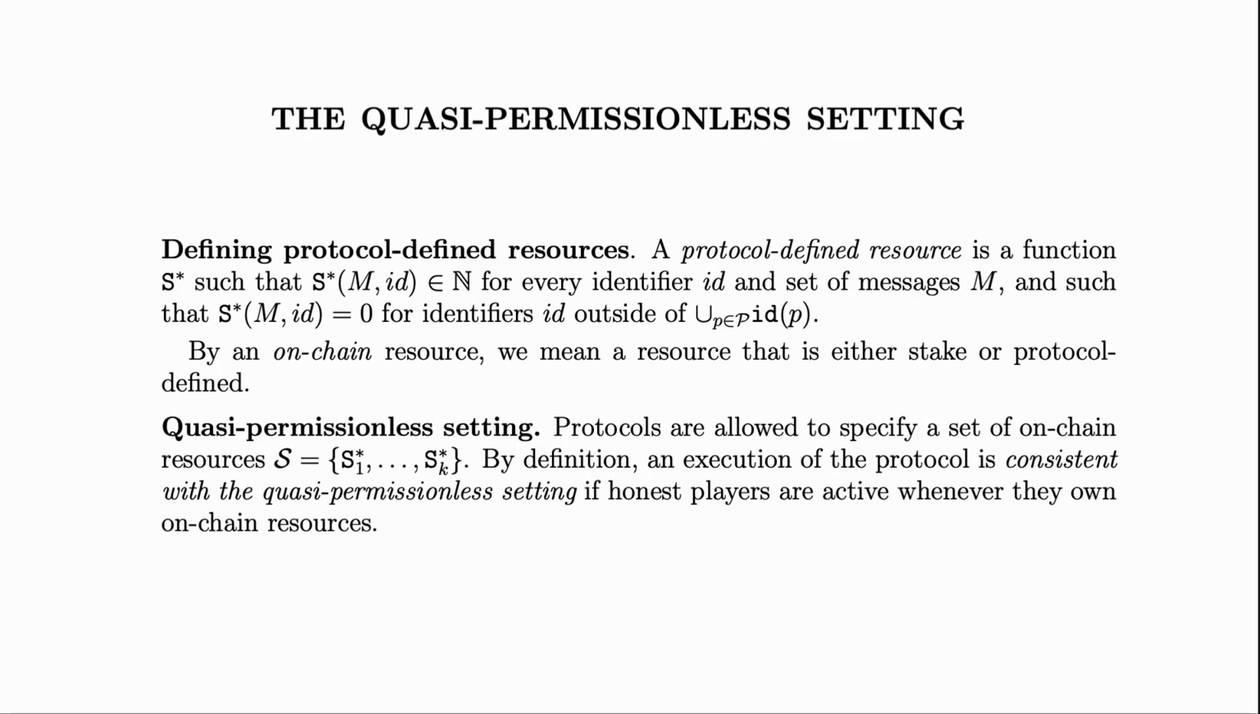Okay, first of all though, here's the general definition of the quasi-permissionless setting. In the quasi-permissionless setting, protocols are allowed to specify a set of on-chain resources, S1 star to SK star. Each of those could be protocol-defined or could be stake. And then by definition, an execution of the protocol is consistent with the quasi-permissionless setting if honest players are active whenever they own on-chain resources. So it's just a simple generalization of the version for stake.